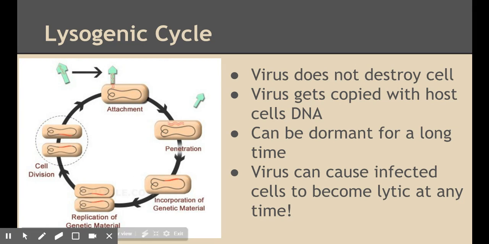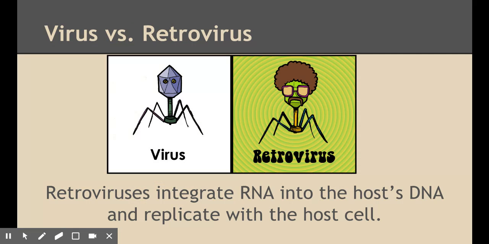So two different types. The lytic cycle explodes cells. The lysogenic cycle hides inside the genome and replicates with the cell. A term that we're going to come across, so I wanted to show it to you: viruses can use DNA or RNA as their genetic code. Anytime a virus uses RNA as its genetic code, those are called retroviruses.